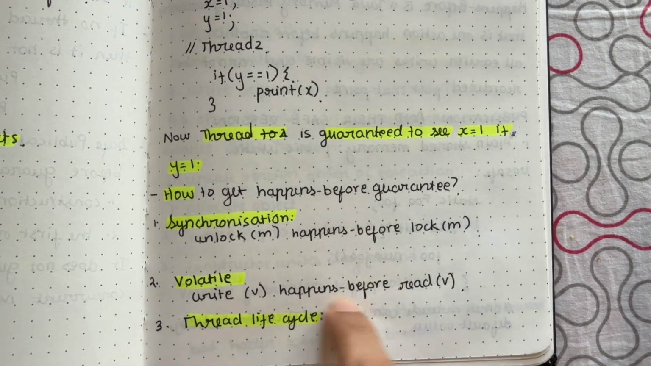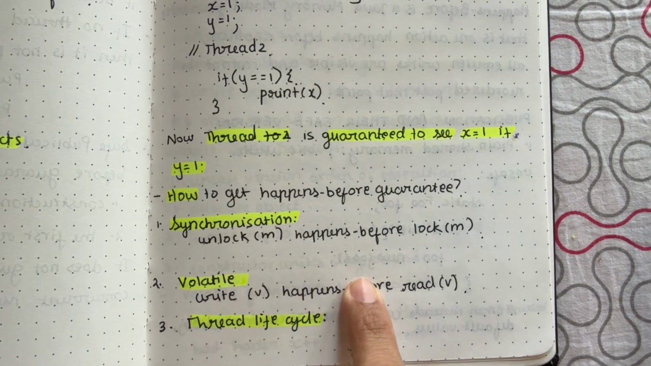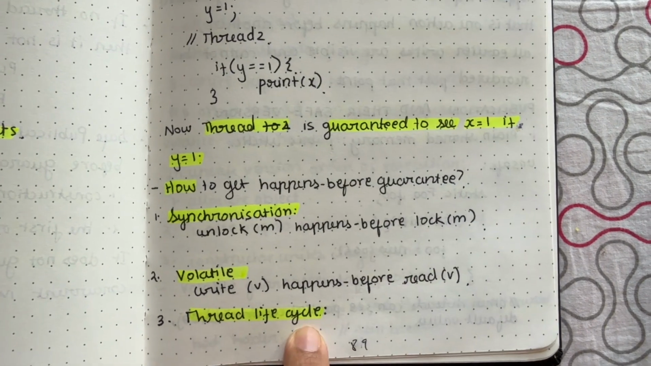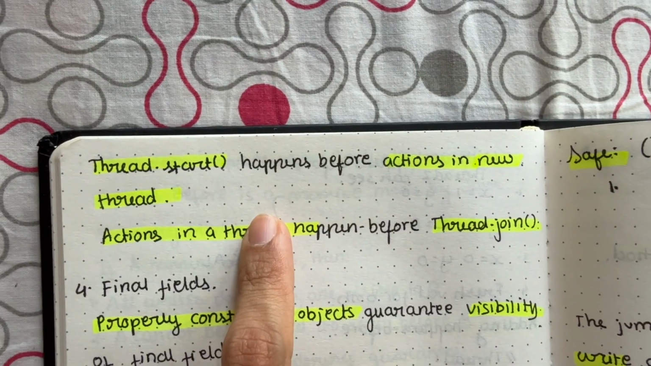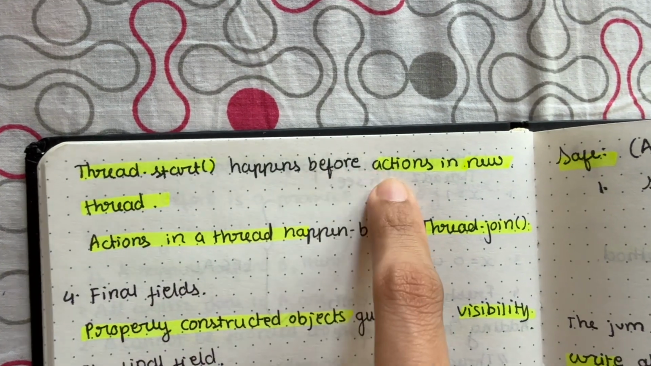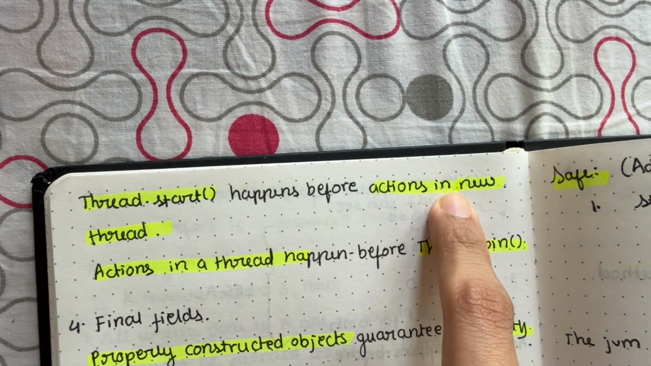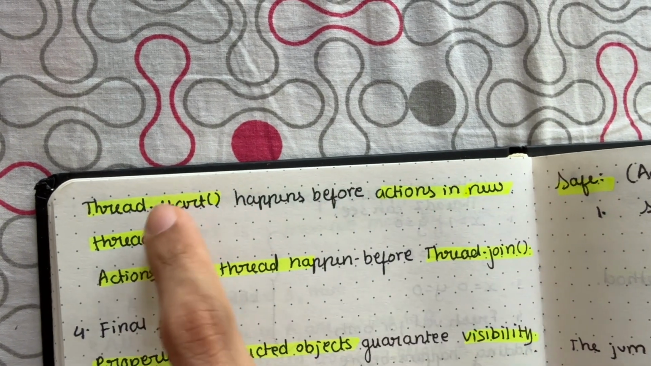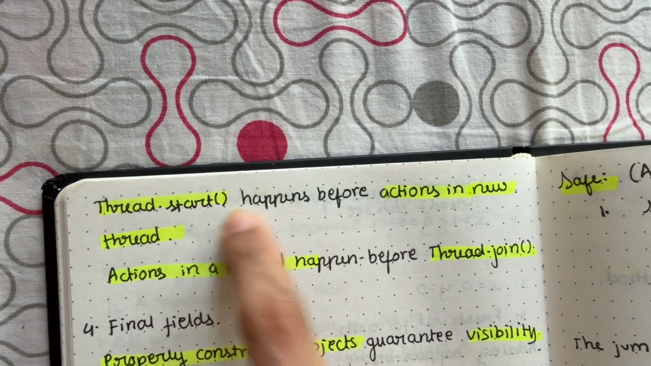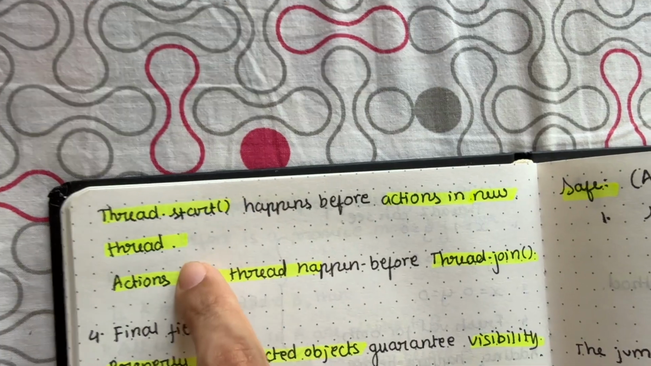That's what the happens before guarantee of a volatile variable means. Third is thread life cycle. Here, thread.start happens before actions in a new thread. So the new thread cannot execute until and unless I call thread.start. That is a happens before guarantee between them.